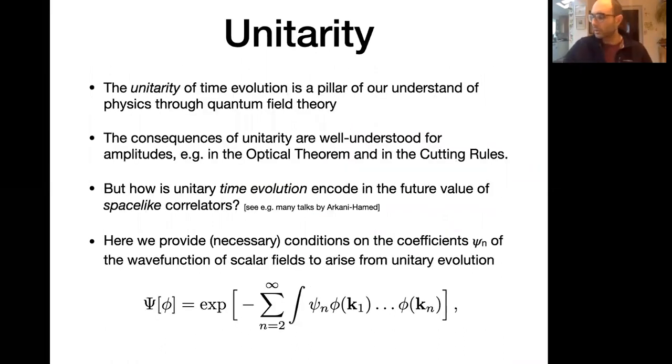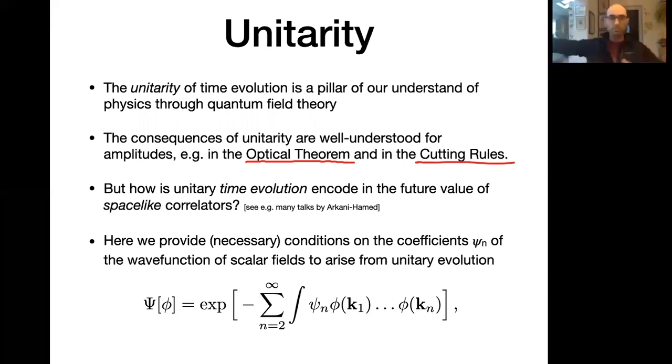First of all, it's one of the pillars of physics because it's a pillar of quantum mechanics. And the consequences are very well understood for particle physics in the optical theorem and in the cutting rules that you can find in pretty much any QFT book. But now we're talking about unitarity of a time evolution that we never observe. The whole talk was based on making predictions for cosmological correlators in the future without ever mentioning the time evolution. So how is something like unitarity of time evolution encoded in an object that doesn't contain time? These correlators that we have been computing are only spatial correlators.